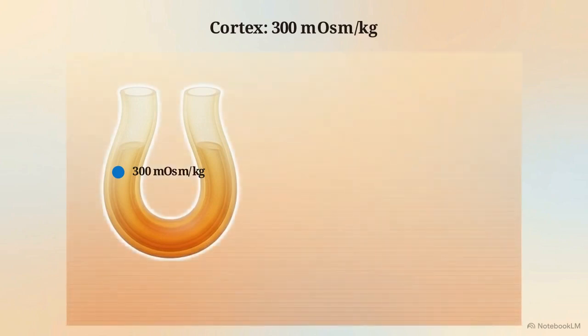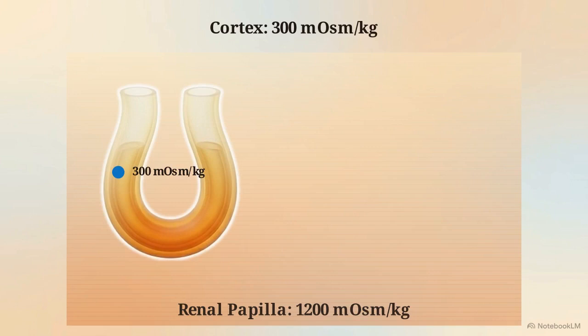As fluid leaves the renal cortex and enters this downward path, it is isotonic to normal blood plasma, measuring roughly 300 milliosmoles per kilogram. This diagram illustrates the target destination. While the top of the nephron sits in a 300 milliosmol environment, the tissue at the very bottom, the renal papilla, reaches a hypertonicity of 1200 milliosmoles per kilogram.